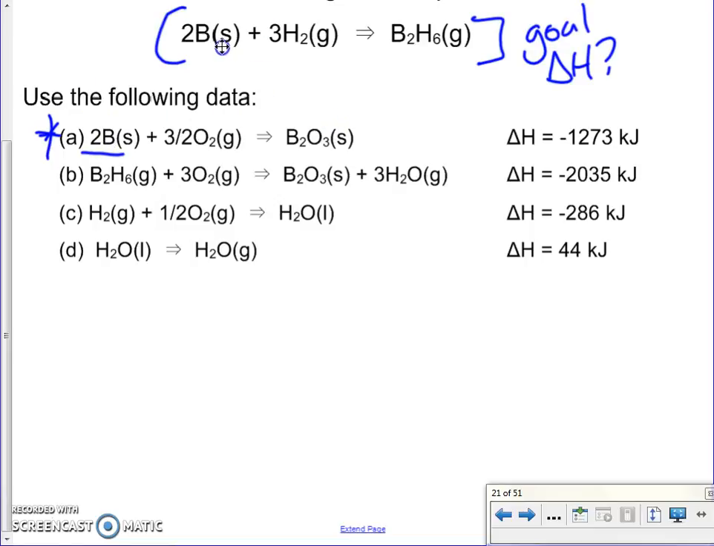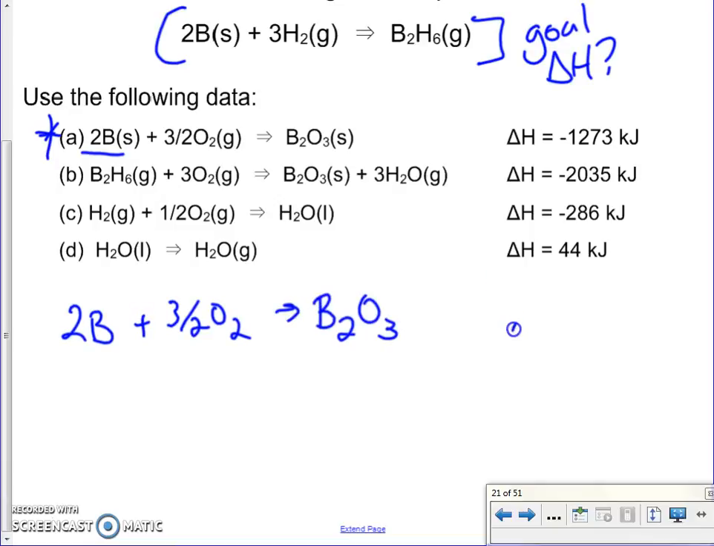But the 2 borons I want in my overall reaction. And notice they're on the same side as the arrow. 2B is our reactant, and it's a reactant here. So I'm going to leave that reaction alone, and I'm just going to rewrite it down here exactly the way it is.